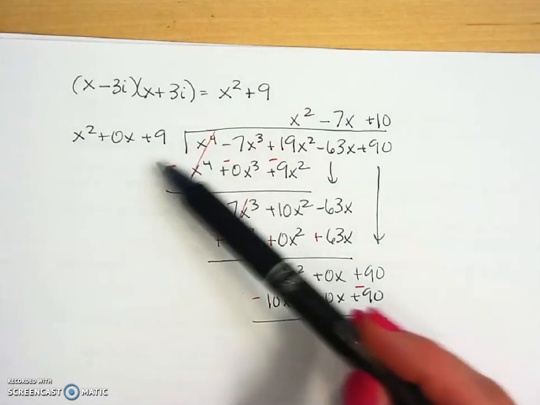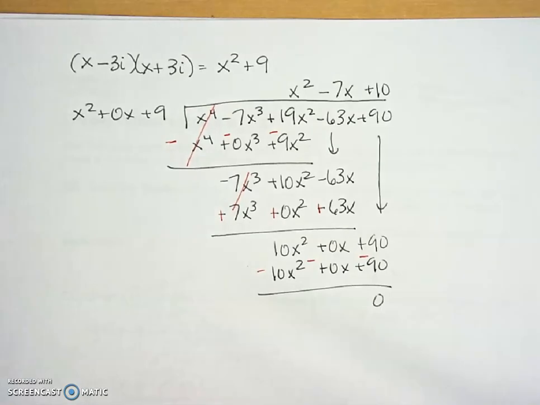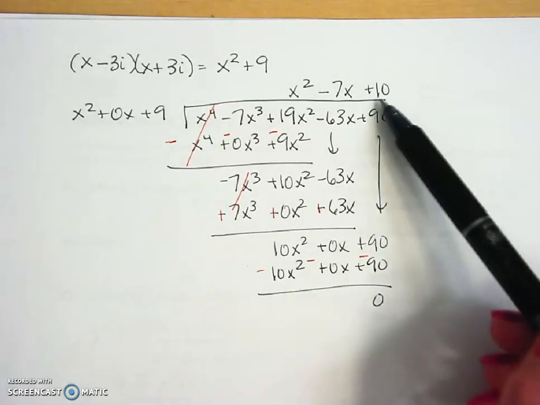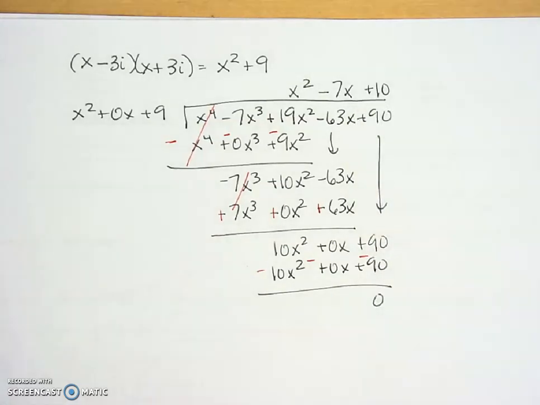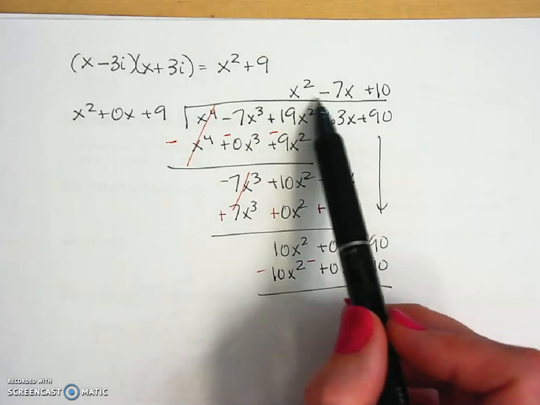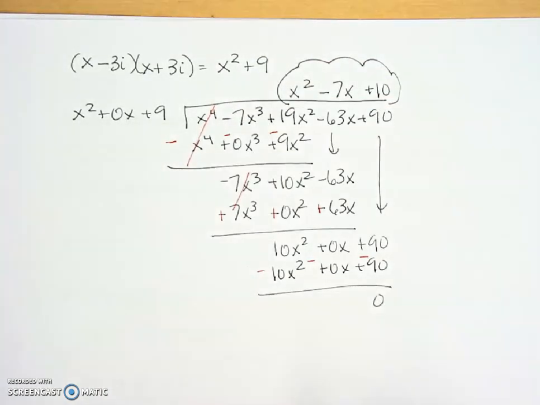So take a minute and check my long division with yours. Pause the video if you need to. Now you'll notice that the quotient up here is not linear like in our last problem. This is a quadratic, so we have to do one more round of factoring here.